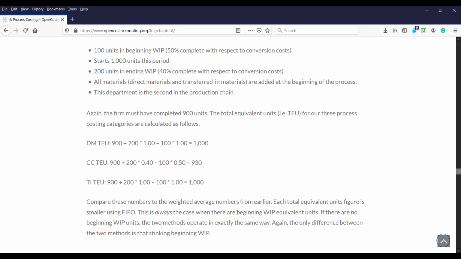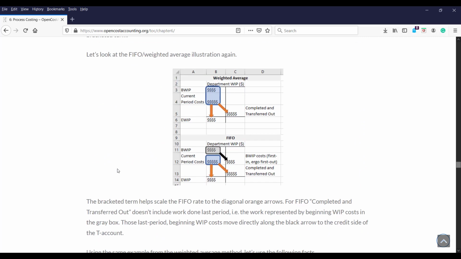If there are beginning WIP equivalent units, then it's always the case that the total equivalent unit figures for FIFO will be smaller than the total equivalent unit figures for weighted average. Now, it doesn't follow later that the rates are always lower for FIFO, but it can. But it always is the case, assuming there are some beginning WIP equivalent units, that FIFO will be lower. And if there are no beginning WIP equivalent units, then the two are the same. I told you the only difference between these two methods is how they treat beginning WIP costs, and if beginning WIP costs are 0, the two methods work exactly the same. There's no difference.